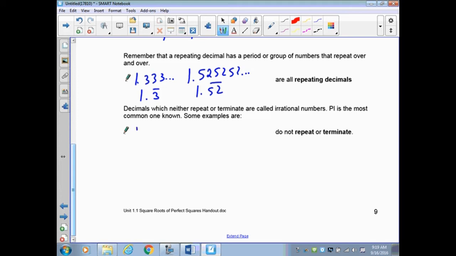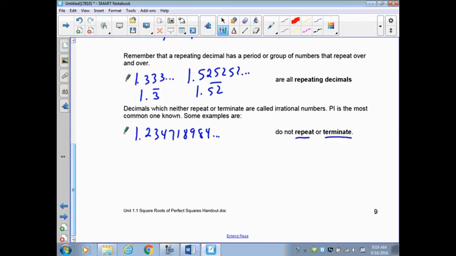But if you had something that looked like this, you could look at it and find that there's nothing in there which gives you any indication that this is actually a repeating decimal. If it was, then you probably would find something start to repeat. But in this case, there's nothing to tell you that. So this one here does not repeat or terminate.